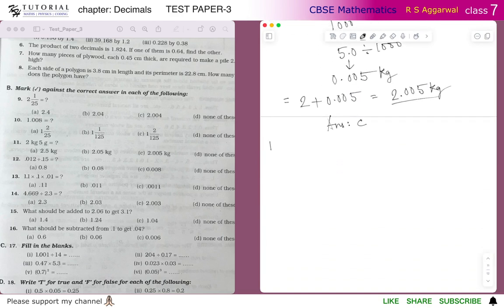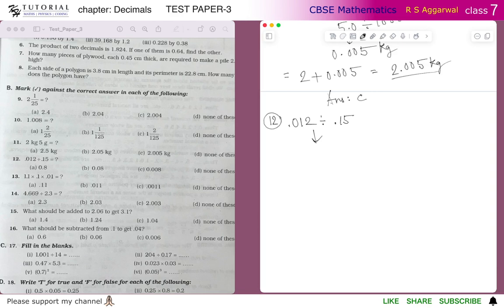Okay, that was 11. Let's solve problem number 12. 0.012 divided by 0.15 is how much? Okay, so first this is a decimal number divided by another decimal number. First we will convert the decimal numbers to decimal fractions. This becomes 12 by 1000 divided by 15 by 100.